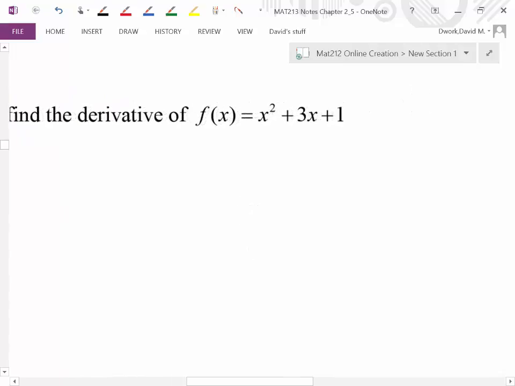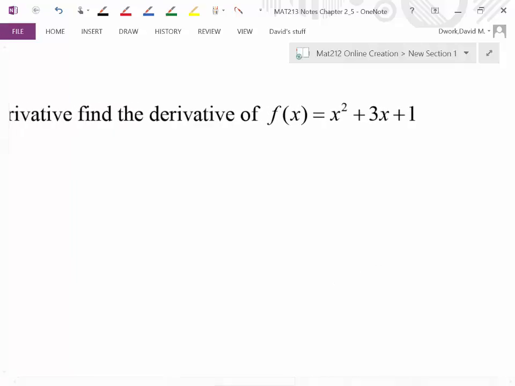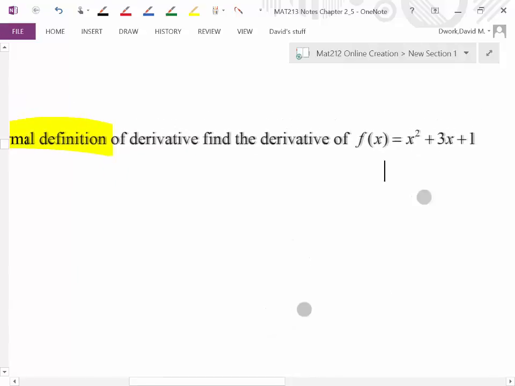Now you'll notice how this one looks different. The previous problems were just something like f of x equals x squared or x cubed, but now we have all this adding in, and the rule would hold if it was subtraction. I just put it all adding to make the formal definition a little easier to work with. So here we go. Let's use the formal definition of the derivative.